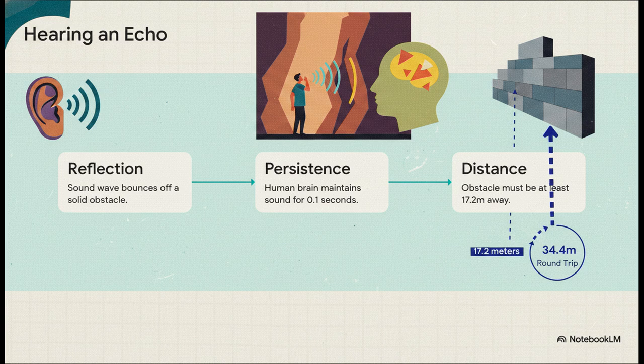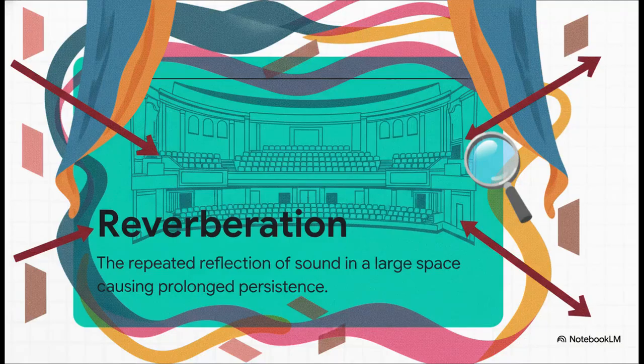See, your brain actually holds on to the sensation of a sound for exactly 1/10 of a second. So for you to hear an echo as a totally separate, distinct sound, the reflected wave has to return to your ear after that 0.1 second window. In normal air, this means the reflecting wall must be at least 17.2 meters away to allow for a 34.4 meter minimum round trip. But you might be wondering, what happens when those walls are a bit closer and the sound just keeps bouncing around?